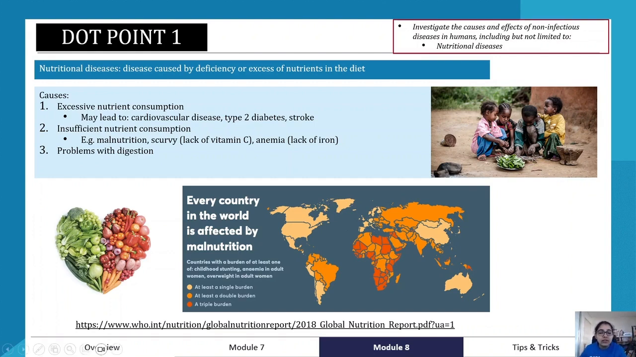So every country in the world is affected by malnutrition. It's quite a big issue in most parts of the world. Countries can have a burden of at least one of, for example, child stunting, anemia in adult women, and overweight in adult women, which can be caused by malnutrition. So single burden, for example, in Russia, Australia, America; at least double burden in parts of Africa and South America; and a triple burden in parts of Africa. So we can see what a big disease it is and what a significant effect it's having around the world.